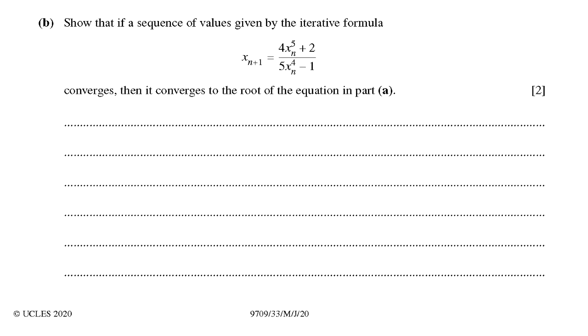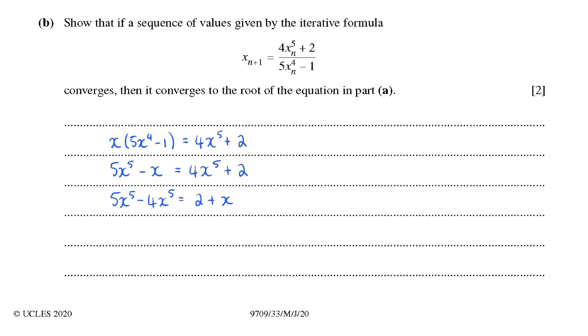And what we do is for it to converge, x_(n+1) is going to equal x_n on the convergence. So we're just going to make all the x_n's simply x and then rearrange it. Let's take the denominator up to the left-hand side and get x times (5x^4 - 1) is equal to 4x^5 + 2. Expand the brackets. 5x^5 - x = 4x^5 + 2. Group like terms, the 4x^5 comes over and the x goes over to the right side. We'll get 5x^5 - 4x^5 = 2 + x, which gives us what we were looking for. x^5 = 2 + x. So if it does converge, it will meet the criteria of the initial equation.